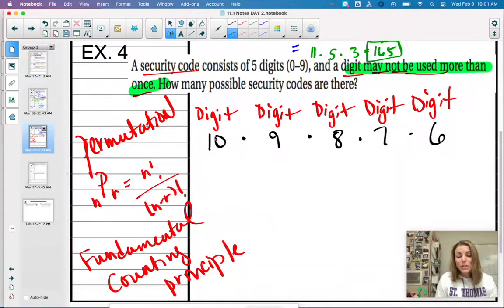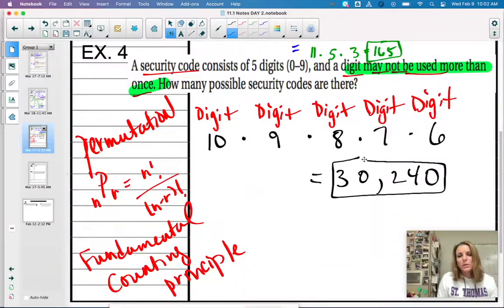I picked my digit, it's used. I can't use it again, so now I only have 9 to pick from. I picked that, now I have 8, and so forth. So 10 times 9 times 8 times 7 times 6 is that. That's using the fundamental counting principle.